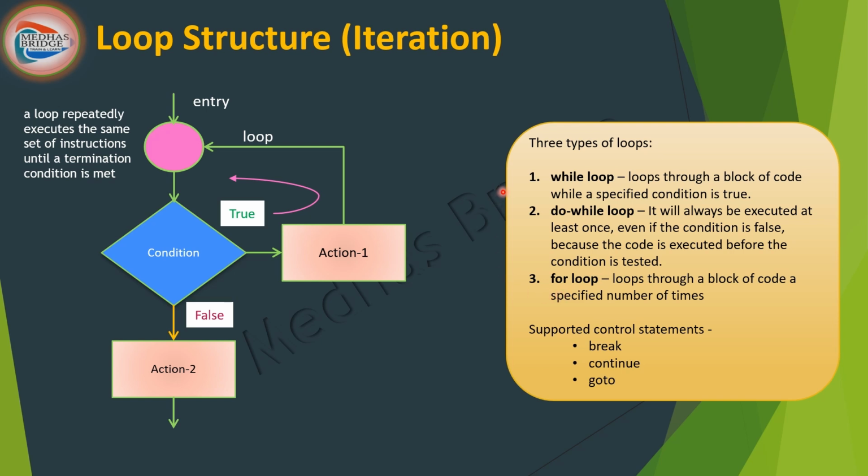A for loop is similar to the while loop, but the way we implement it is a bit different. It loops through a block of code a specified number of times. For all these loops, you need control statements, which are called break, continue, and goto. We will see an example of how this works.